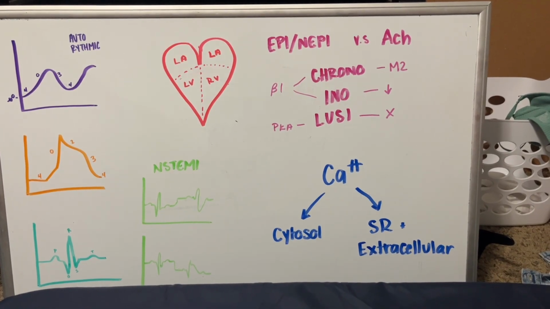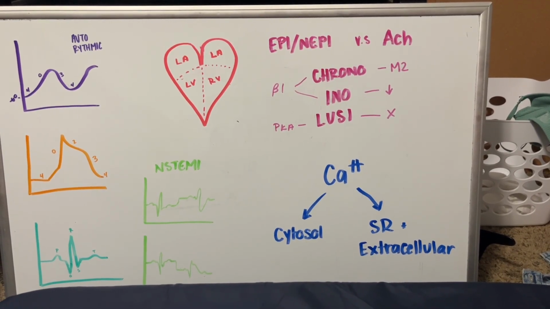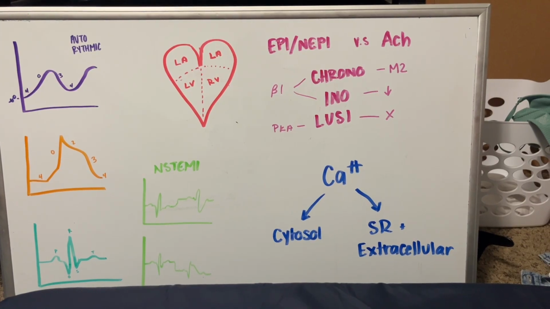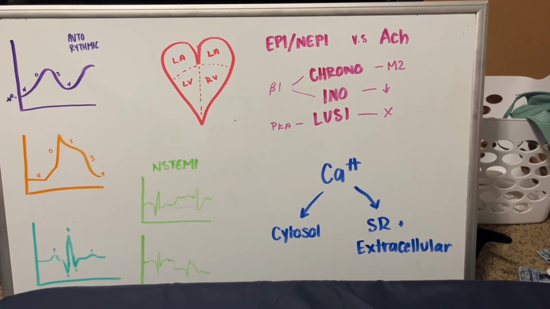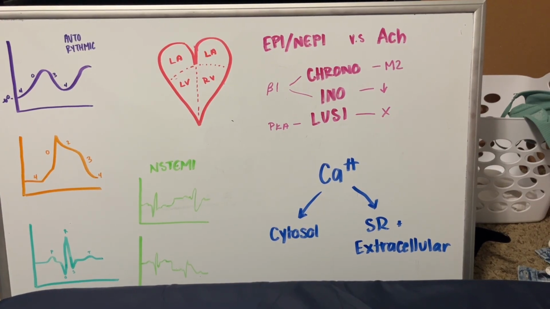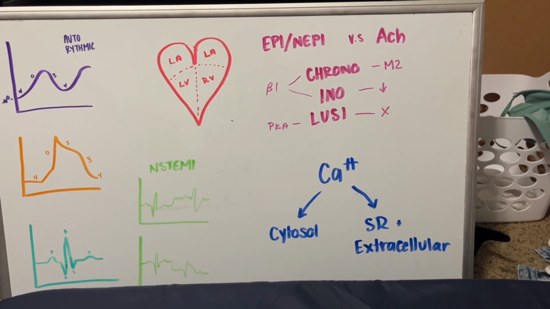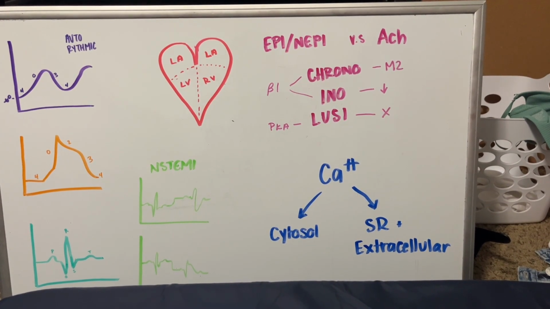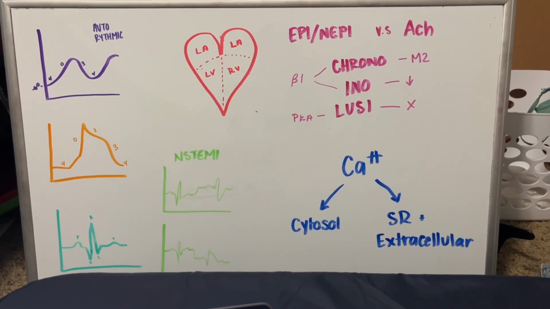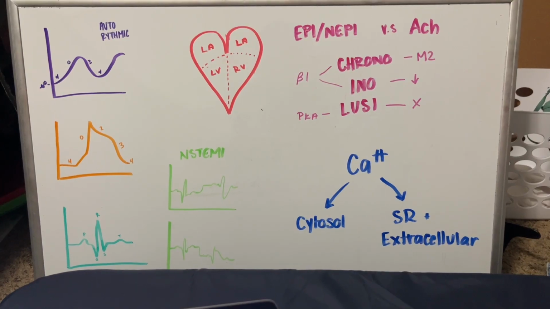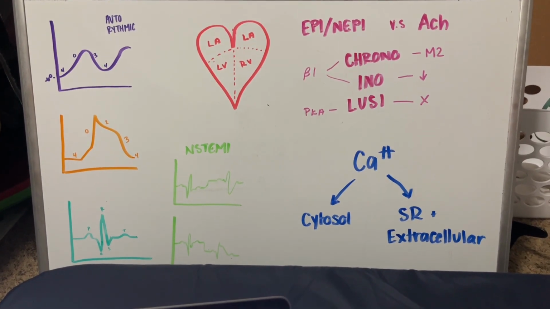In autorhythmic cells, norepinephrine and epinephrine are going to bind to beta 1 receptors, increasing the heart rate by increasing the slope of the pacemaker potential and lowering the threshold for voltage-gated calcium channels. This is achieved via a cascade involving adenylyl cyclase, cAMP, and protein kinase A, or PKA, which increases sodium influx through the HCN channels and calcium influx.